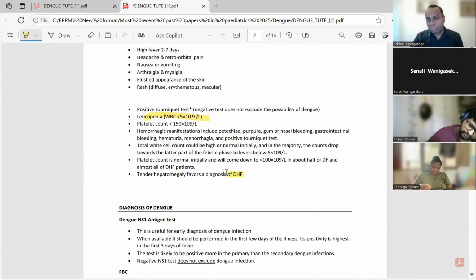Dengue hemorrhagic fever, what is that? Dengue with leakage. By the time they go into hemorrhagic fever, usually their platelet count will be less than 100,000. Platelet count will be less than 100,000.